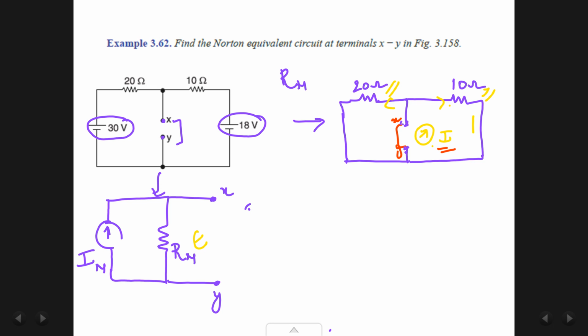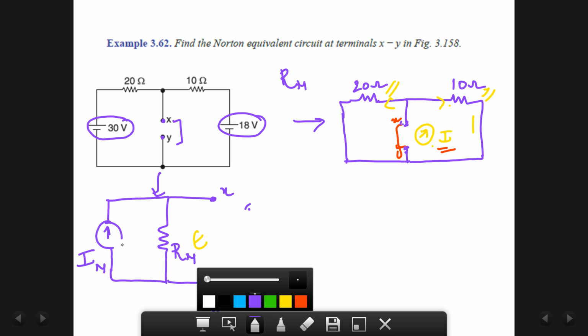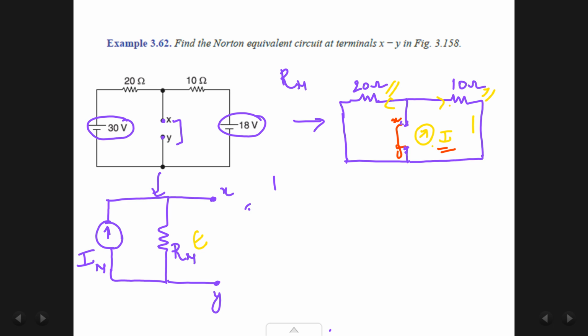Now our next point would be to find the value of IM, that is to calculate the value of current. Now how to find this value of current? To find this value of current, let us consider superposition theorem. We will use superposition theorem to find the current.